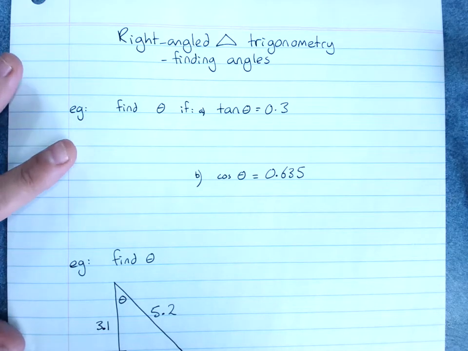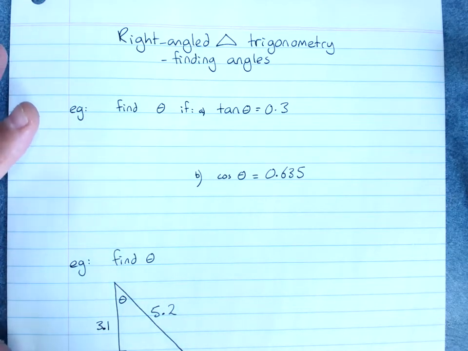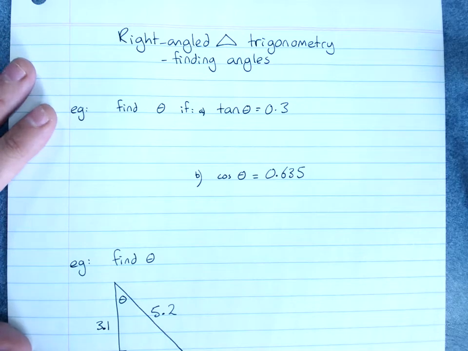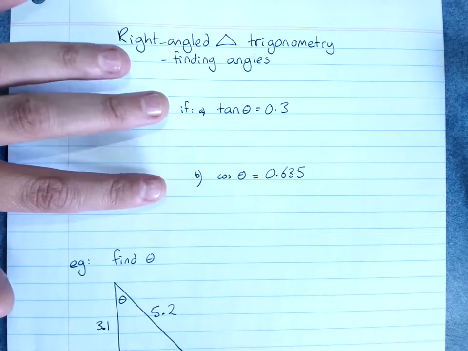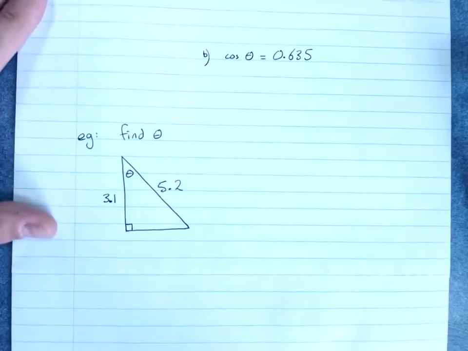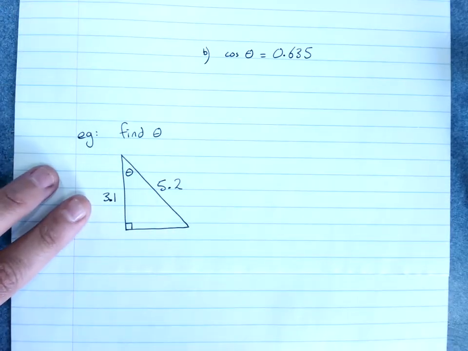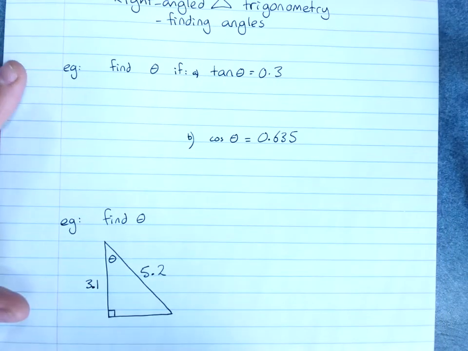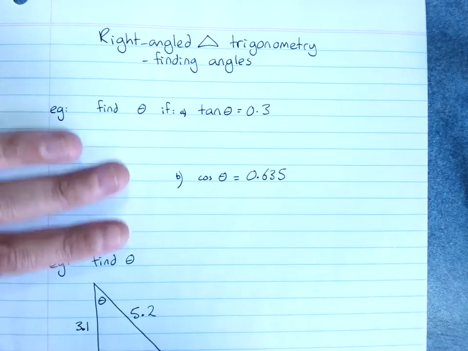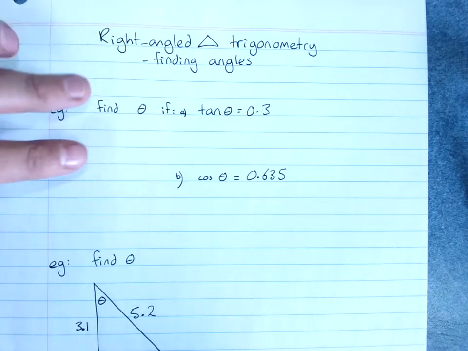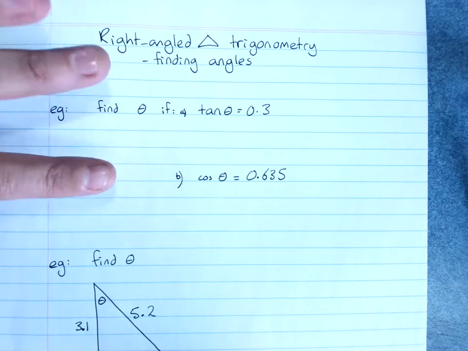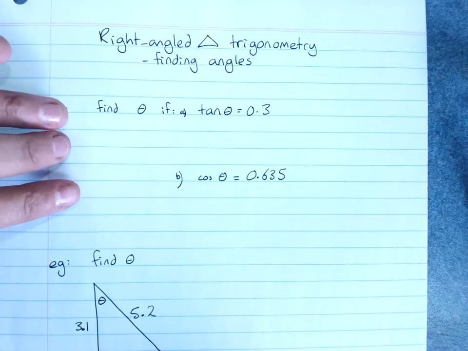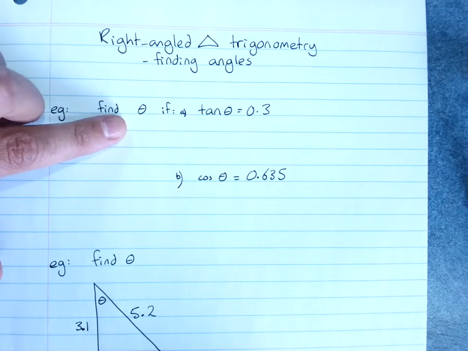Right-angled trigonometry, finding angles. So we've got a couple of uses of trigonometry. We can find unknown sides when we can't easily measure them. We can also, if we have two sides of a right-angled triangle, use those to find any unknown angle. We might get a couple of questions that look like this, and this is just making sure that we can solve our equation to find theta.